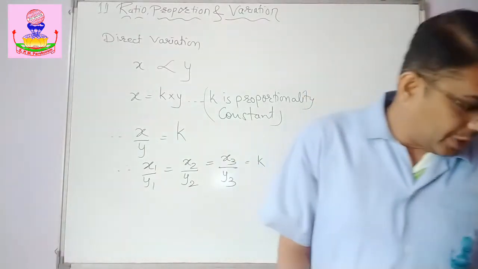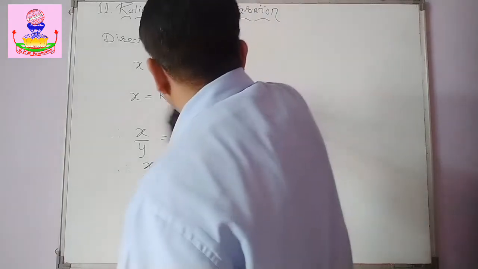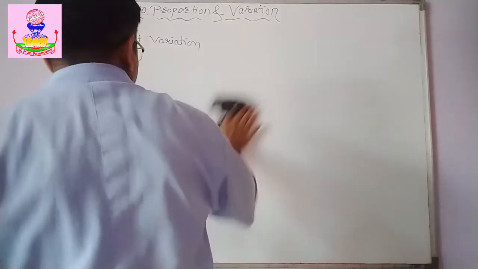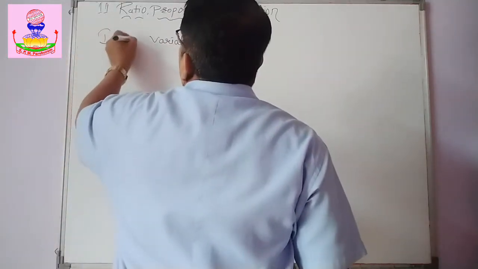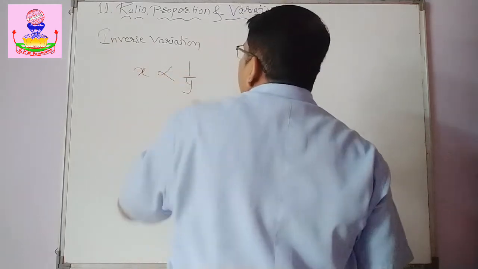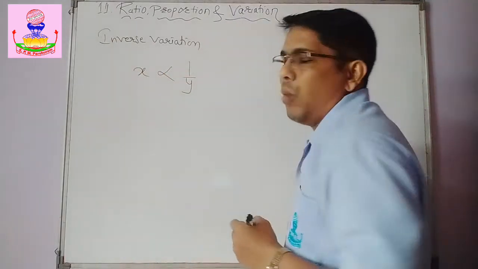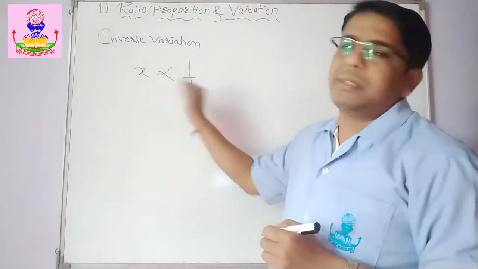Then inverse variation. For inverse variation, suppose x and y vary inversely in this way. x is inversely proportional to y. x is in inverse variation with y. Again, we need to remove this sign.